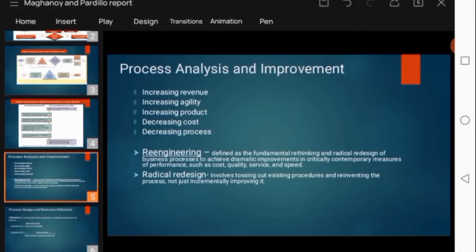Process analysis and improvement: increasing revenue, increasing agility, increasing product quality, decreasing cost, decreasing process time. Increasing revenue is improving process efficiency and creating goods and services and delivery of the customer benefit. Revenue is what keeps your business alive. Beyond being a lifeline, revenue can give you key insights into your business. If you want to increase your business profits, you need to increase your revenue.